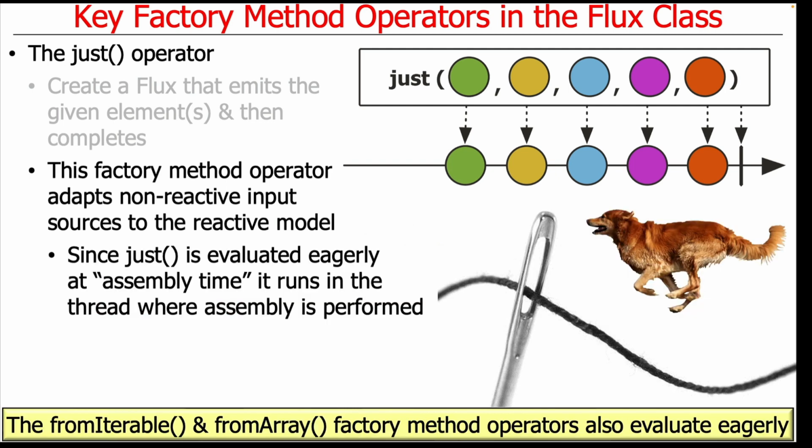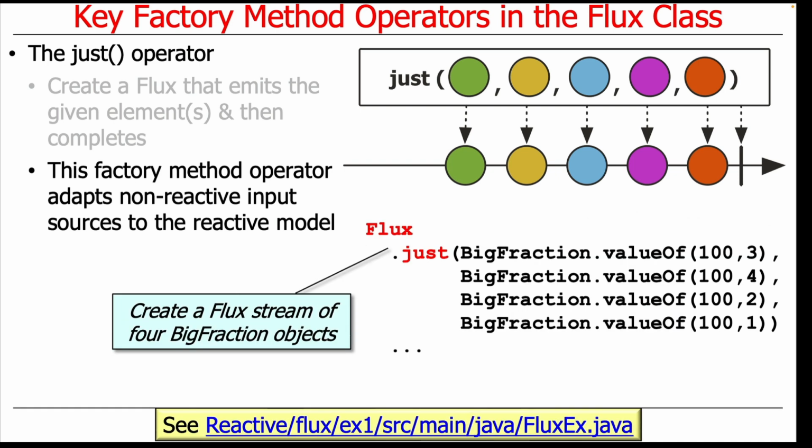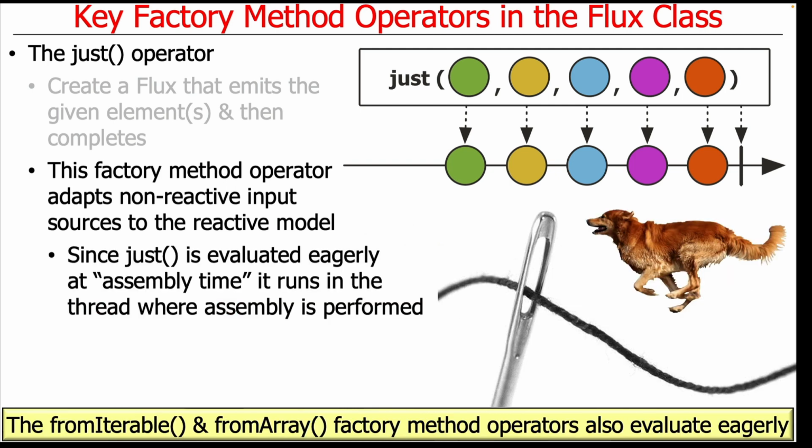Now, this goes back to the issue of when is it evaluated eagerly. It's evaluated at assembly time. And what that means is this code here will always run in whatever thread is used to create the flux. Now, you might say, why wouldn't that always be the case? We'll see later that there's good reasons for that. And we'll see that there's also a couple other factory method operators we're about to talk about called fromIterable and fromArray that also evaluate eagerly at assembly time. That's a sort of compile time, launch time kind of thing.